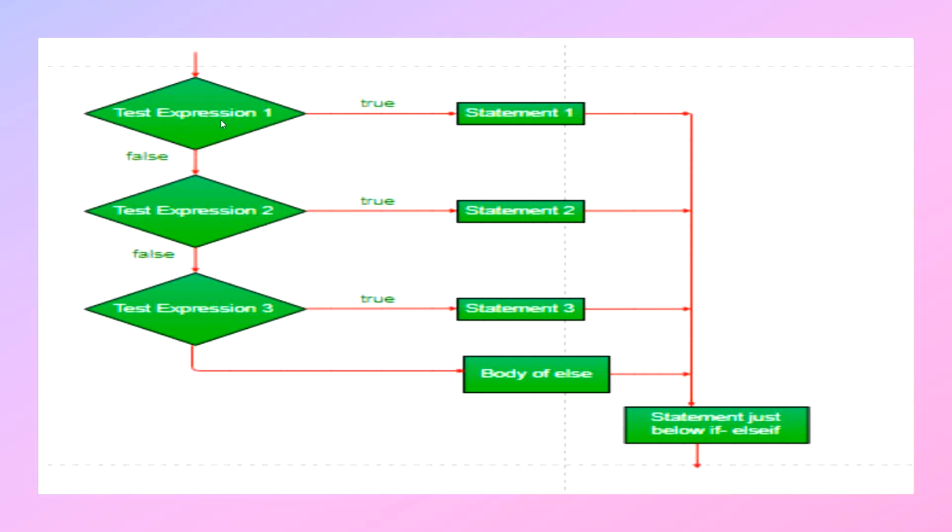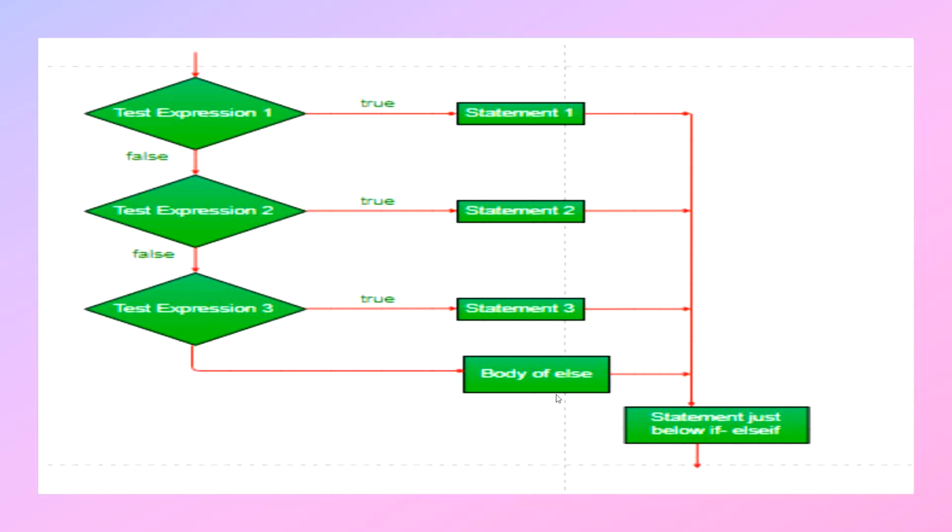See, test expression 1: if this is true, then statement 1 would be executed. If this is false, it goes to expression 2, and if this is false, it will go to the 3. It will go through however many expressions are given and check them, and if nothing is true, it is going to go to the final else statement, which is the body of else, the final statement, and that would be printed.